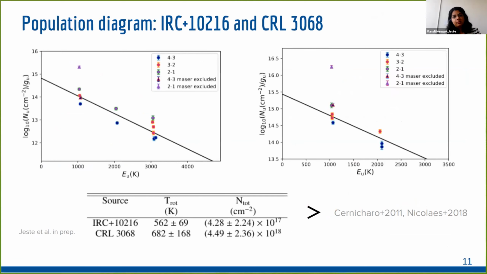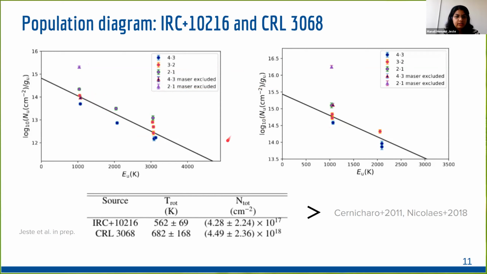So to understand more about these vibrationally excited lines, we also made a population diagram for IRC +10216 and CRL 3068. This is again upper level energy and N_u by g_u. Since we have a larger number of vibrationally excited lines detected towards IRC +10216, we have more data points and could get a better constraint. Here the triangles are just for representation of masers included, which show the non-LTE distribution in both of these cases.